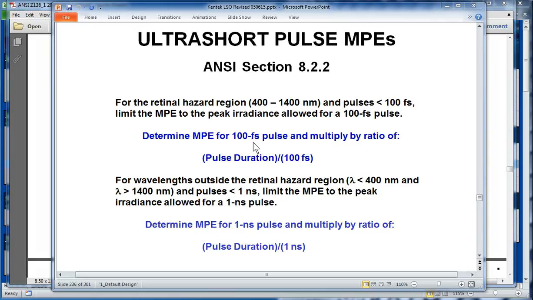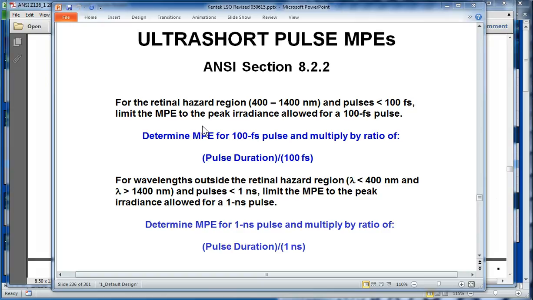To do this, we take the MPE for a 100 femtosecond pulse, and we multiply it by the ratio of our real pulse duration divided by 100 femtoseconds. So if our real laser had a pulse duration of 25 femtoseconds, we would take the MPE for 100 femtoseconds and multiply it by 25 divided by 100, or 0.25. So it would reduce the MPE that was for a 100 femtosecond pulse to a quarter of that MPE. Outside the retinal hazard region, we do the exact same thing except for 1 nanosecond.